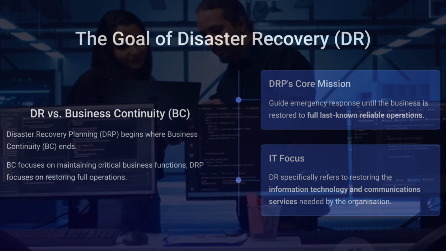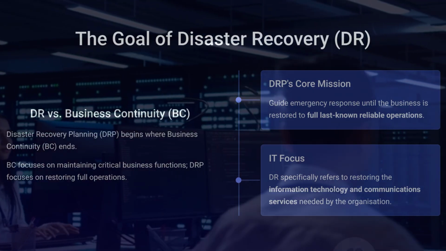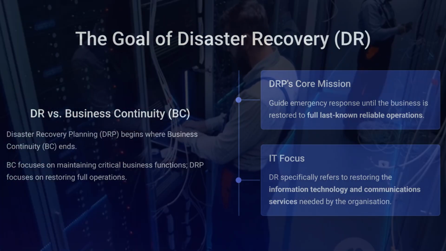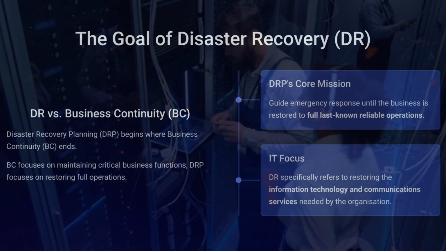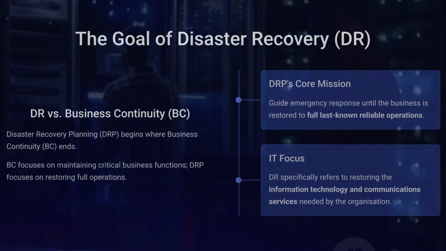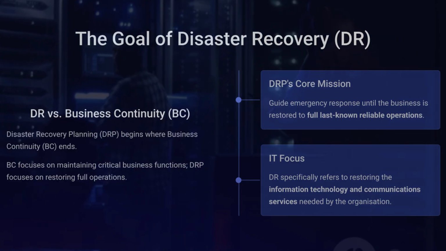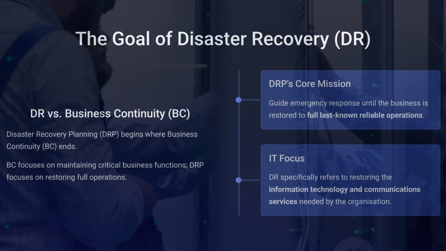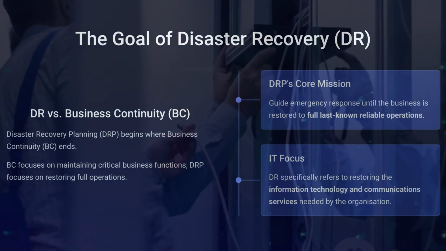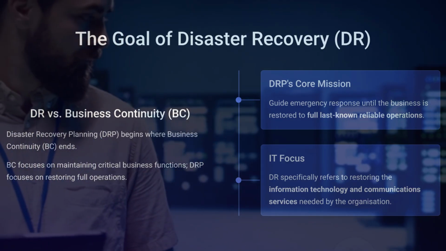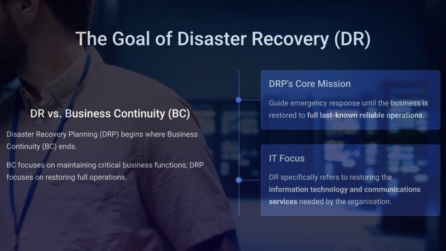Let's first talk, what are the goals of disaster recovery? Disaster recovery planning steps in where business continuity, or BC, leaves off. When a disaster strikes or an interruption of business activities occurs, the disaster recovery plan, or DRP, guides the actions of emergency response personnel until the end goal is reached, which is to see the business restored to full, last known reliable operations. Disaster recovery refers specifically to restoring the information technology and communication services and systems needed by an organization, both during the period of disruption caused by any event and during restoration of normal services.